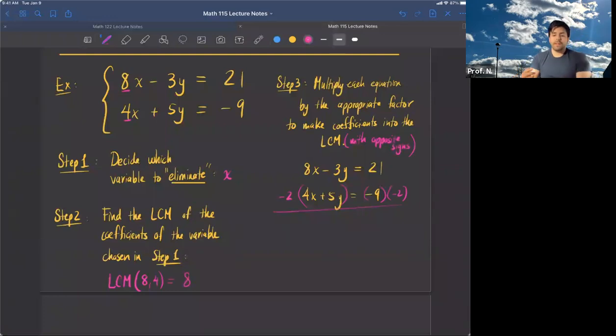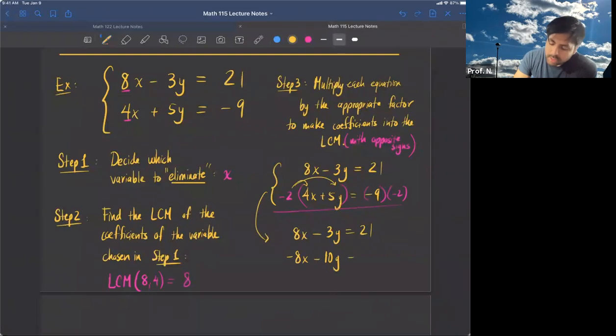So I have to multiply by -2. And when I do that, this system here becomes 8x minus 3y equals 21. Leave that alone. Distribute the -2. I get -8x minus 10y equals +18.